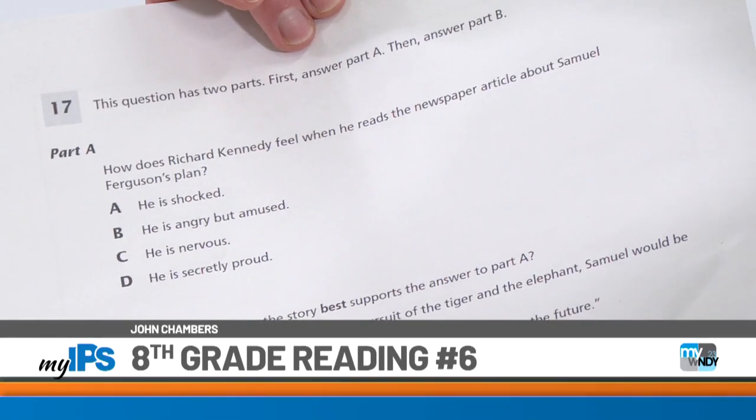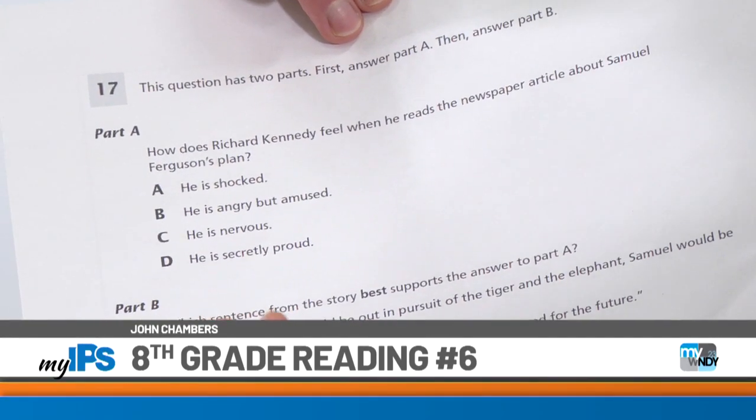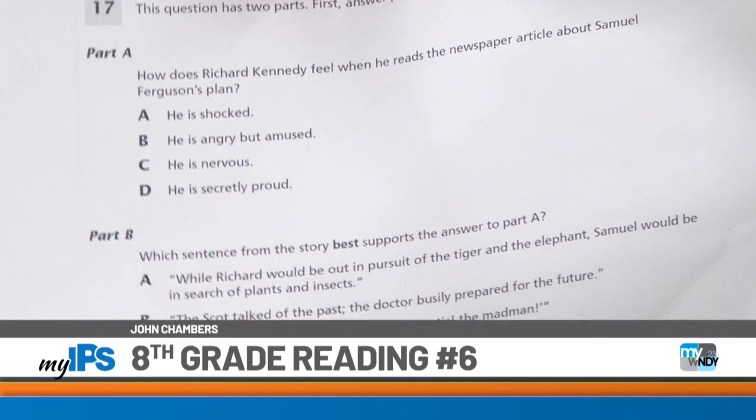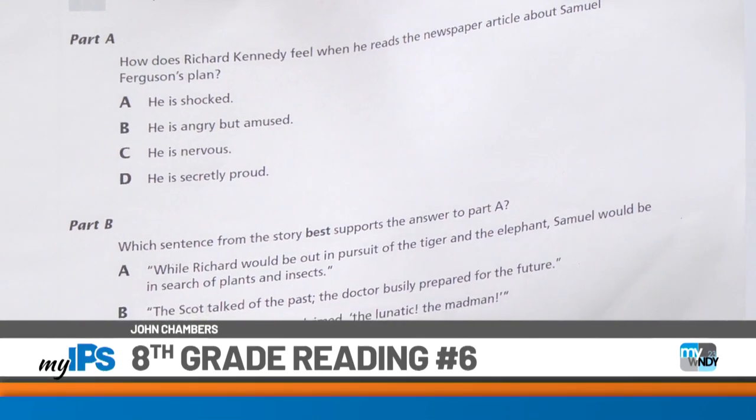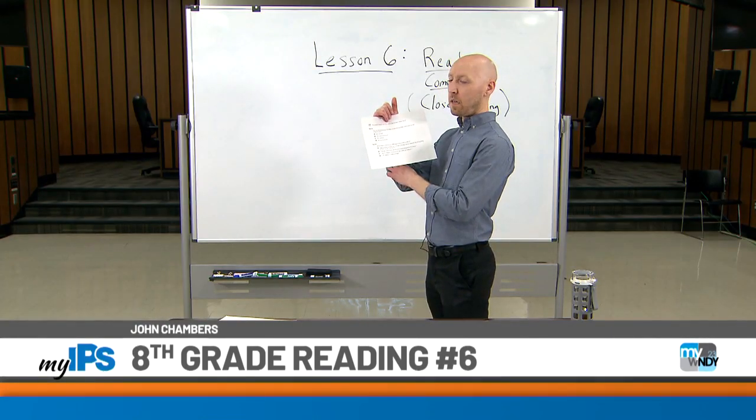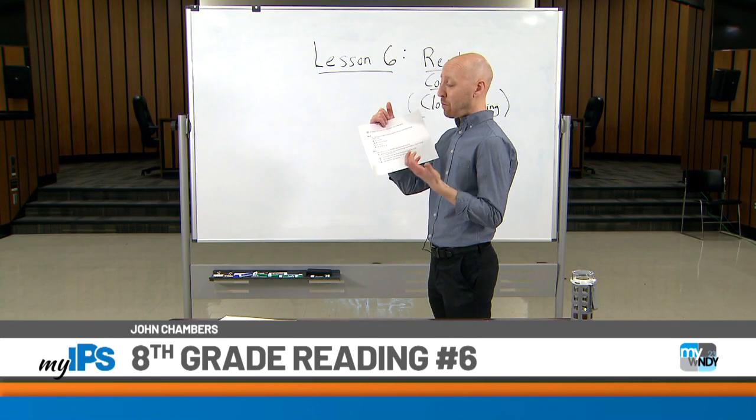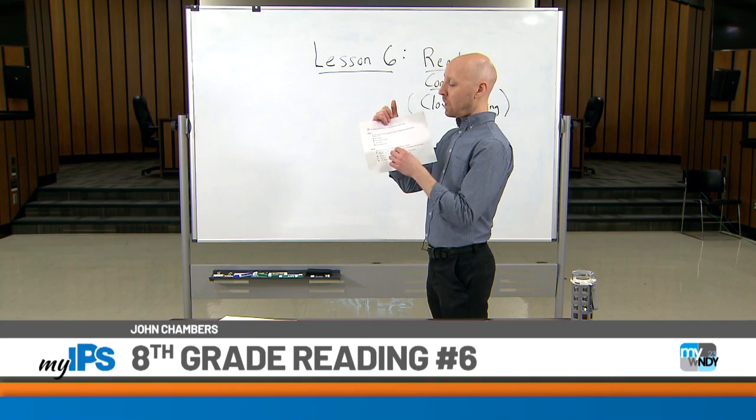There was nothing talking about him shaking or worrying about something. So let's cross out C. And then D, he is secretly proud. That's also not something that he mentions. In fact, the story tells us that he wants to destroy the plan, so he's definitely not proud of it. So the right answer is A.